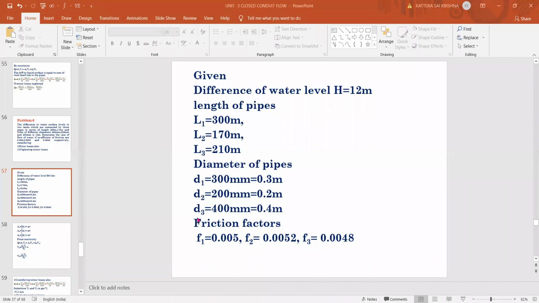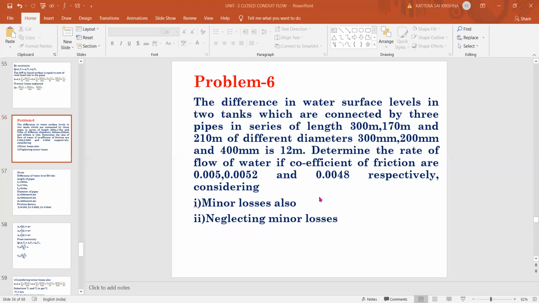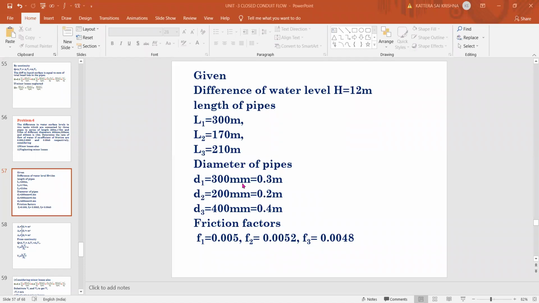Right. So next he has given friction factors for all the three sections of pipes. So for the first section pipe, F1 is 0.005, F2 is 0.0052, and F3 is 0.0048. So these are all the things which are given in the bottom. Many things are given here. So all the things we have taken as the given data. So please copy it fast, given data.